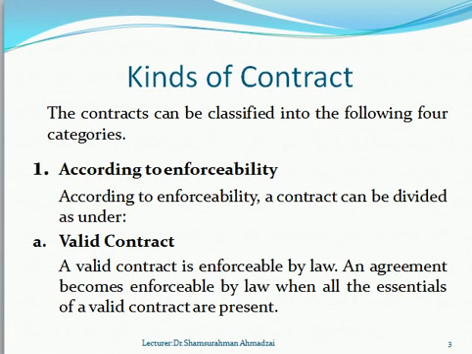If in this sort of contract any of the parties does something wrong or goes against the contract, the aggrieved party or the victim party has the right to go to the courts and sue the second party, because that is a valid contract which has fulfilled all the essentials of a valid contract. Everything important for a valid contract is present, and the law can be implemented over it. So an agreement becomes enforceable by law when all the essentials of a valid contract are present.